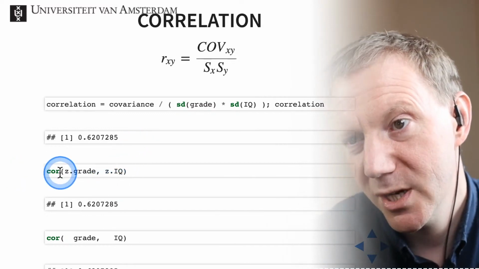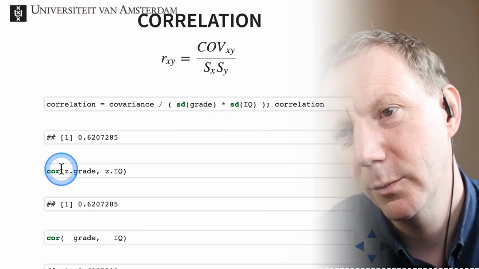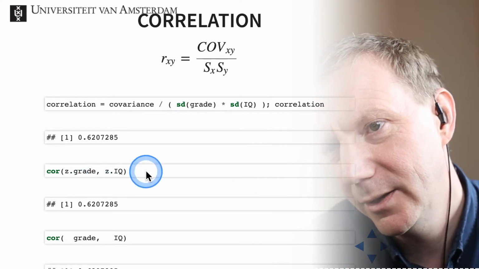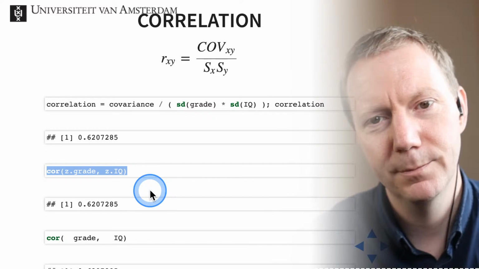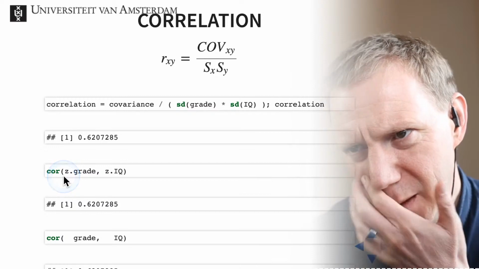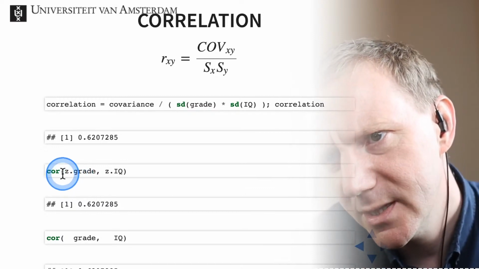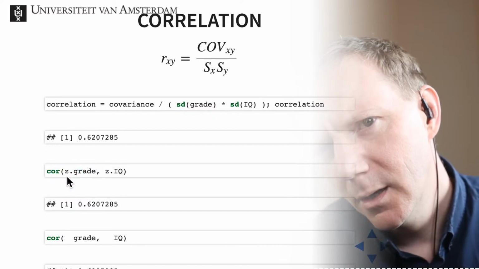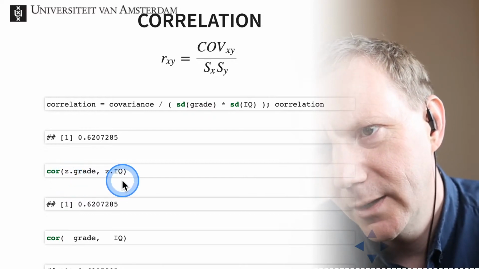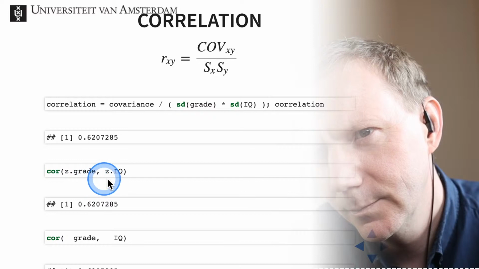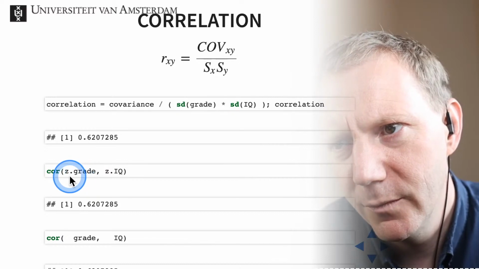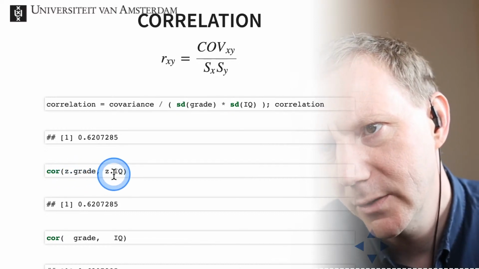But of course, if you just use the cor function in R, and you put in variable x and variable y, or grade and IQ, then you get the correlation in one go. And what I've done here is I didn't put in the grade, right? So what is this? I didn't put in the actual grade and the actual IQ scores. This is something else. Standardized. Exactly. This is the standardized values of the grades and the standardized values of the IQ.